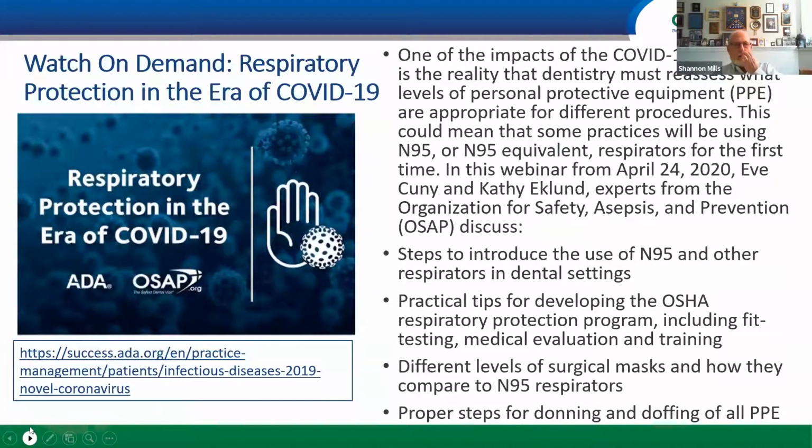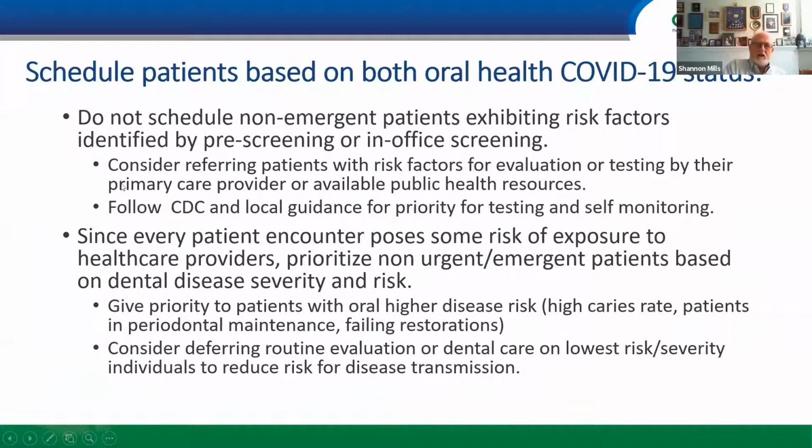So scheduling, let's talk a little bit about scheduling. Now, when you're calling the patients on the phone, what do you do with them? Don't schedule any non-emergent patients exhibiting risk factors that are identified by pre-screening. So the patient doesn't have any symptoms yet, but they told you that they just flew here from New York City on a packed airliner. Of course, there's no such thing right now, but just say they did. That'd be a reason to ask that person to defer.